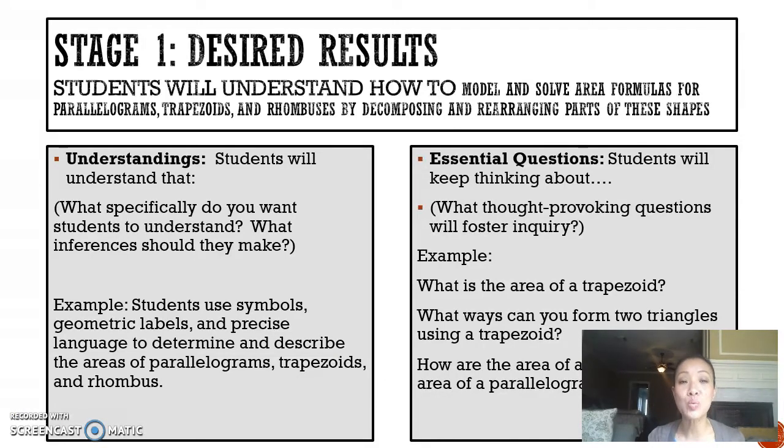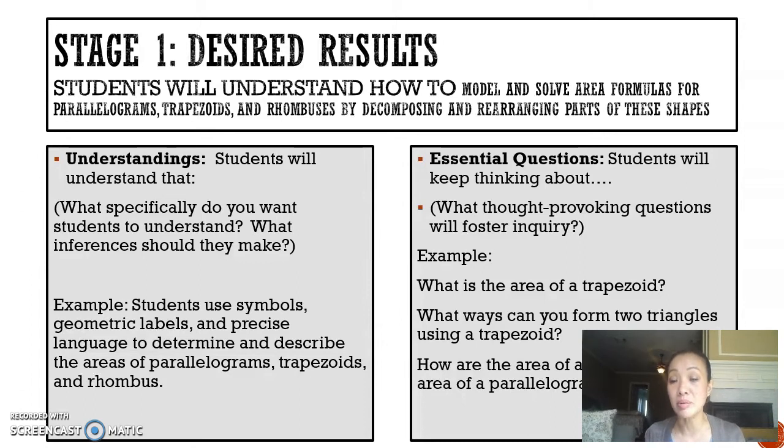So stage 1. When we're writing the backward design using that TEK, remember in stage 1 you want to identify desired results. Okay, students will understand how to what? In this case, it's students will understand how to model and solve area formulas for parallelograms, trapezoids, and rhombuses by decomposing and rearranging parts of these shapes.